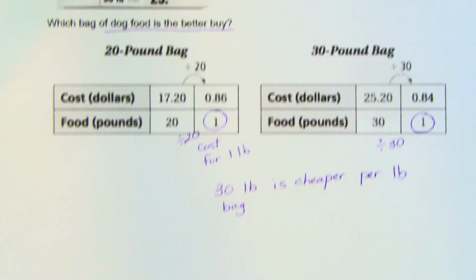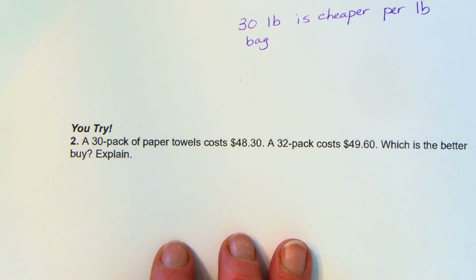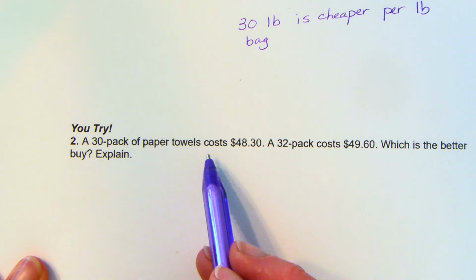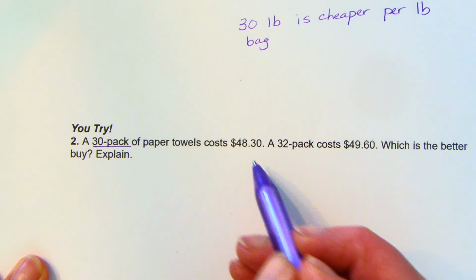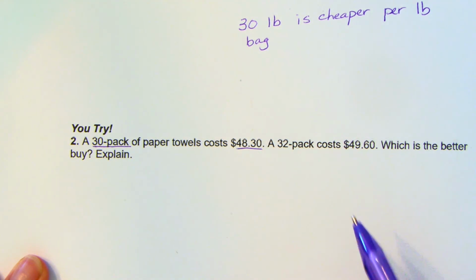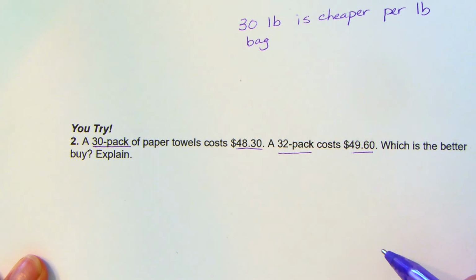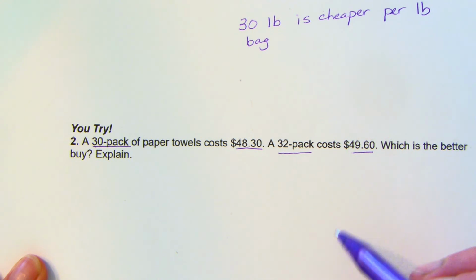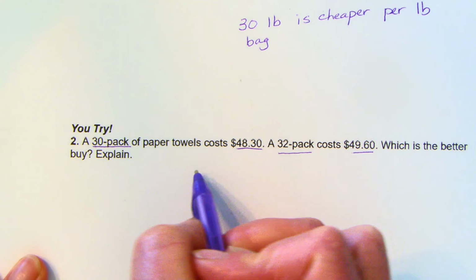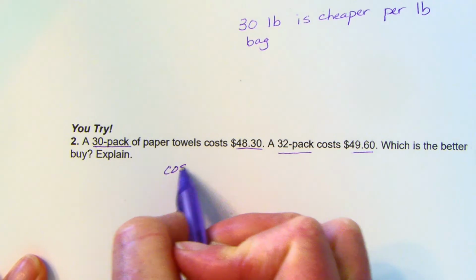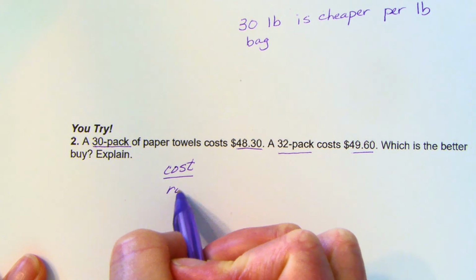Okay? You try, it's a similar problem with packs of paper towels. So you've got a 30 pack for $48.30 or a 32 pack for $49.60. You need to do the math, right? You need to set up a problem and do the math with either some long division or get out your calculator. It's not asking you to guess or to do some kind of reasoning. It's asking you to do the math, right? You need to find the cost per roll.